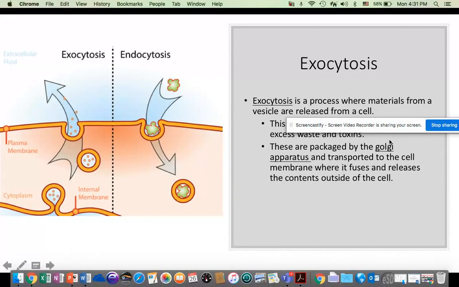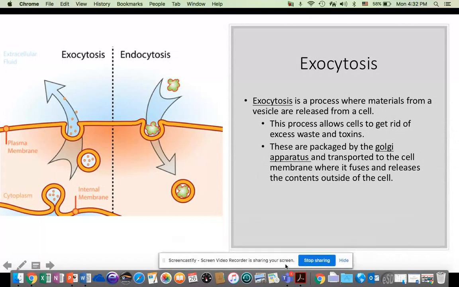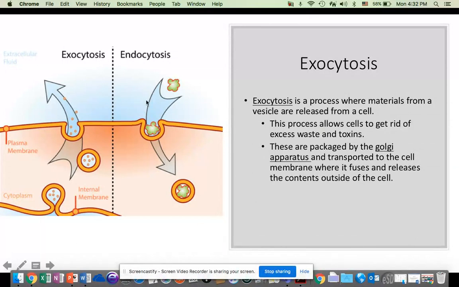Okay, so exocytosis is a little bit more easily explained. Literally, again, it's like this pinching off of the cell membrane, and materials are coming outside of the cell in this case. So again, this process allows excess waste and toxins to come outside.